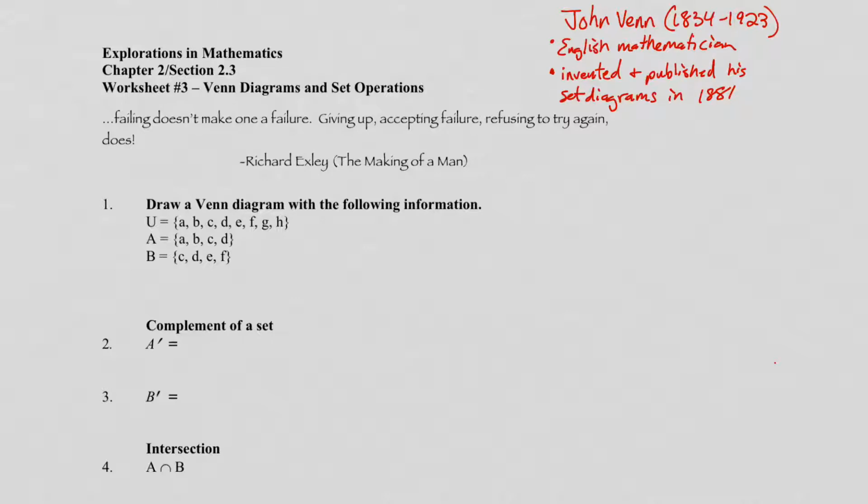Reading from page 54, it says a useful technique for illustrating set relationships is the Venn diagram, named for English mathematician John Venn, from 1834 to 1923. So basically, this guy invented the diagrams I'm about to show you. You've probably seen it before, but it started back in 1881. And so his most popular set is the overlapping sets.